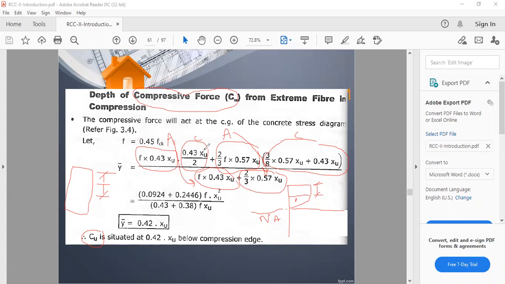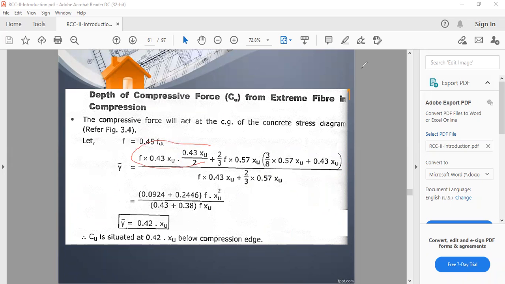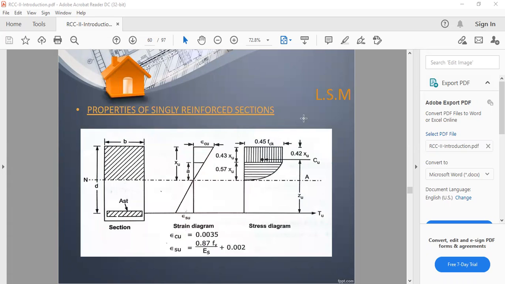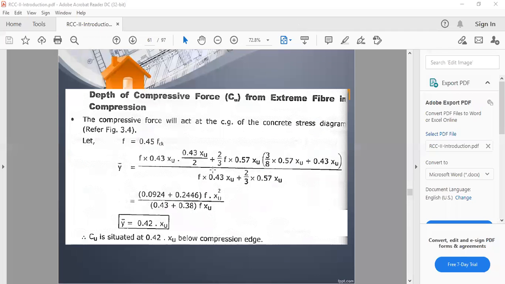So what have we done? This is the stress distribution diagram, and from it we have 0.43 x, 0.57 x, and 0.42 x. That is the distance we got. This is a rectangle, and this is your parabola. Taking the area of the rectangle and the area of the parabola, we got 0.42 x as the final one.